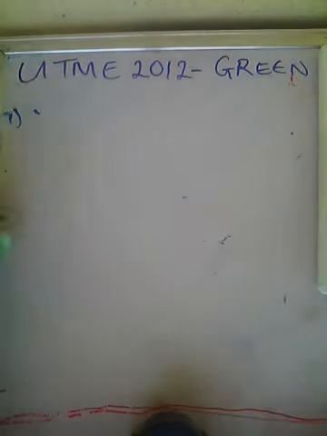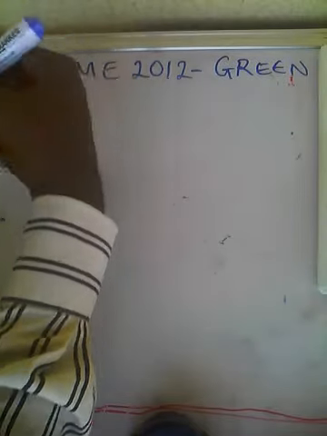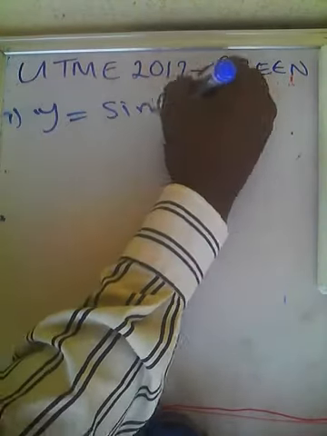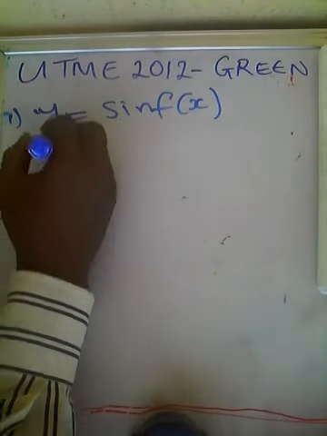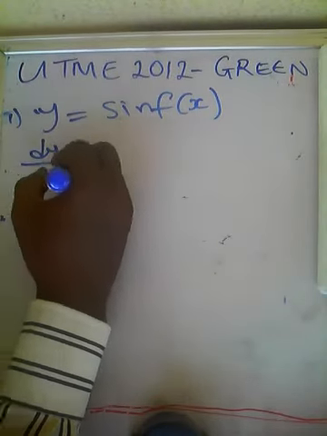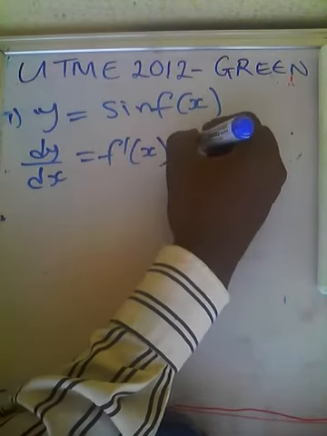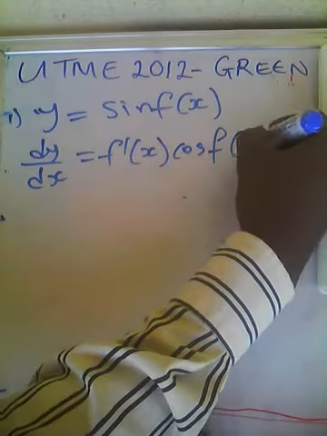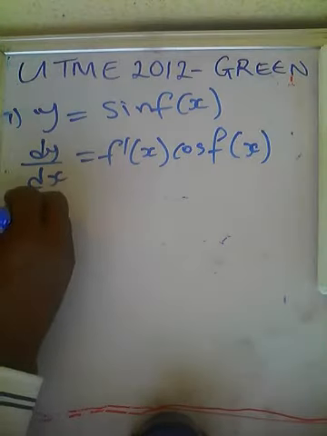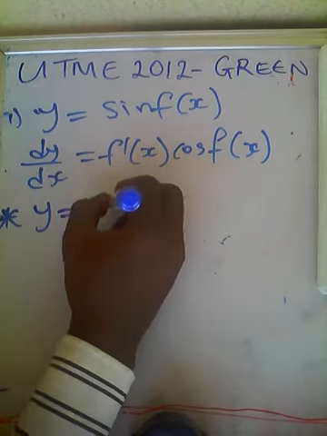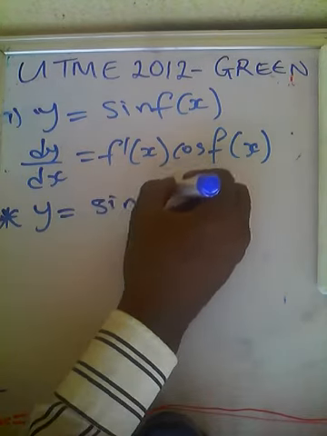Let us see the rule that involves the sine function and see how it can be applied as well. Now, dy/dx here will be equal to f prime of x. There's no negative in this one. Then cos function of x. That's it.